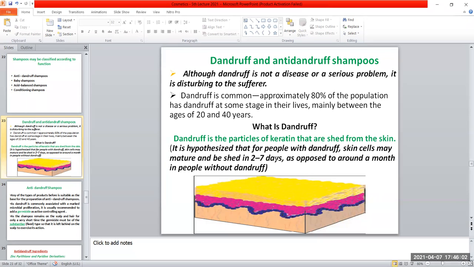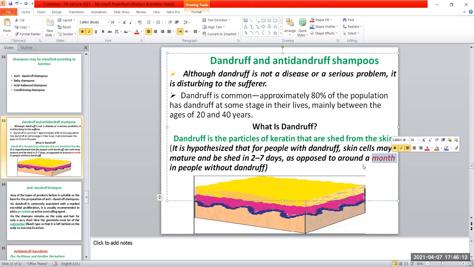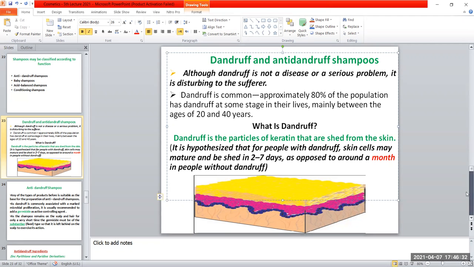The cell turnover is very rapid in sufferers. But in normal people, the cell turnover may take up to 1 month. So the turnover in dandruff is from 2 to 7 days, according to the severity of the case, while in other people who do not suffer from dandruff, the cell turnover is much longer. It takes more time, maybe up to 1 month.